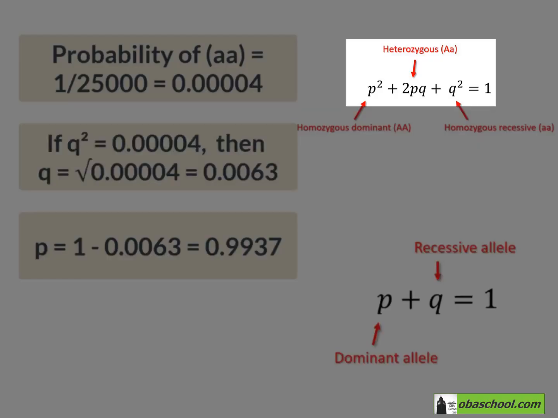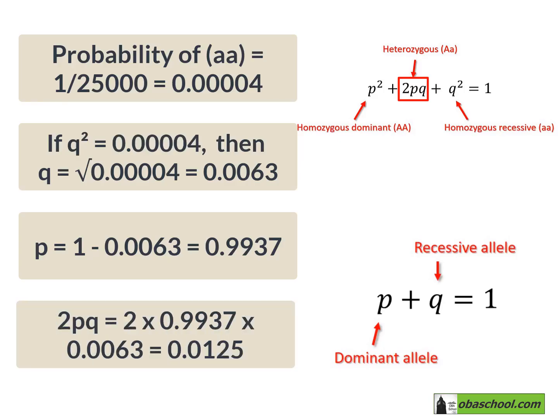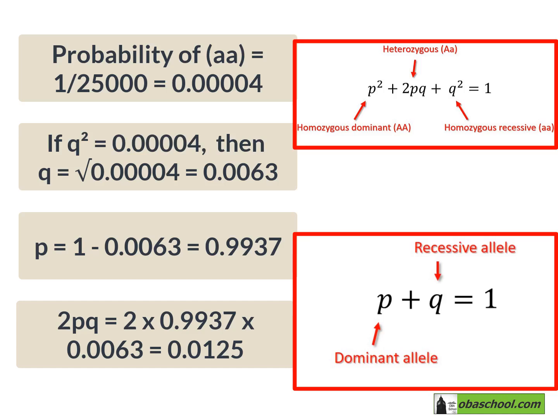We can now calculate the probability of the heterozygous individuals. From the Hardy-Weinberg equation, we know that the probability of the heterozygous genotype is 2PQ. Therefore, 2PQ equals 2 times 0.9937 times 0.0063, which equals 0.0125. And this is how we can use the Hardy-Weinberg equations in order to calculate the frequencies.